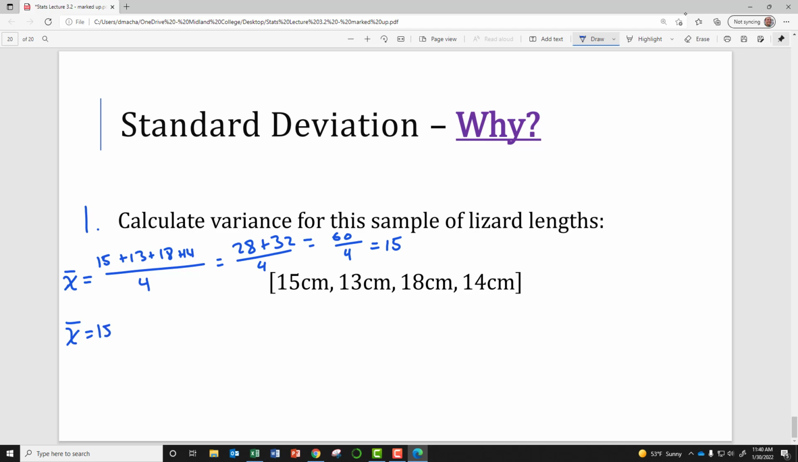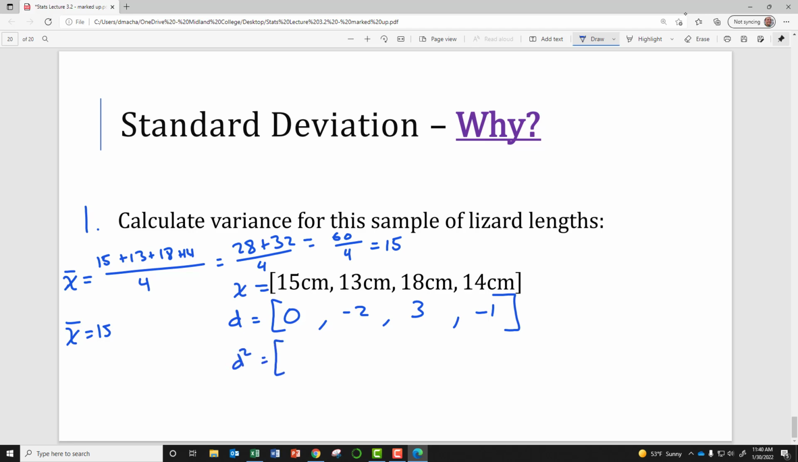We're going to calculate the deviation for each of these. So if this is our data set, our deviations here are going to be 15 minus the mean. 15 minus 15 is 0. 13 minus 15 would be negative 2. 18 minus 15 is 3, and 14 minus 15 is negative 1. So this is a set of deviations that correspond to my measurements in this data set.